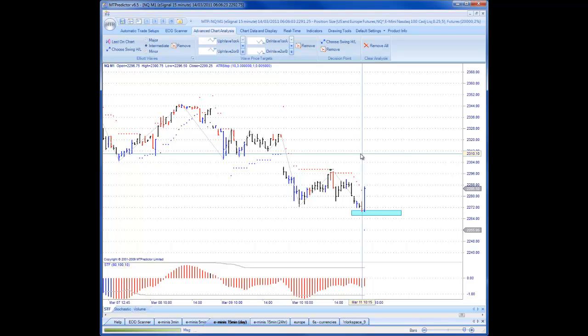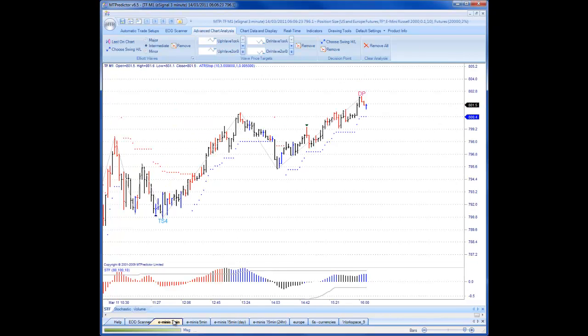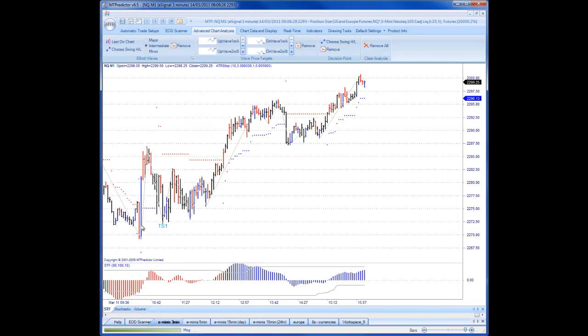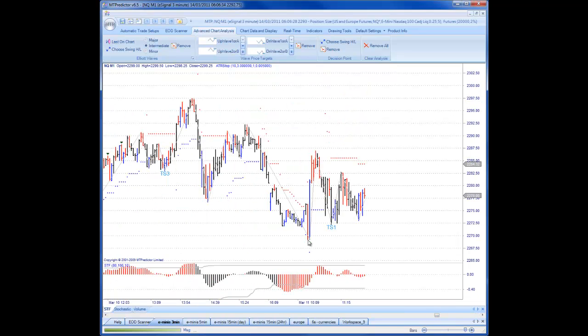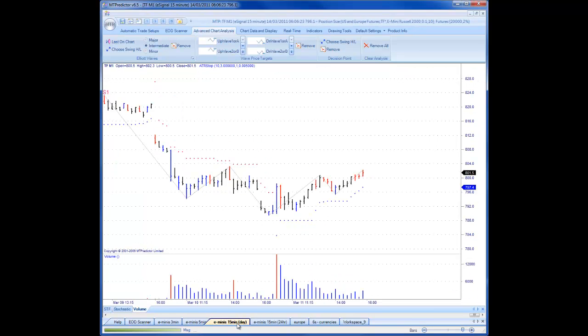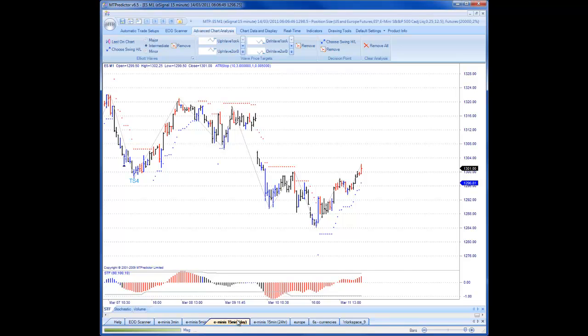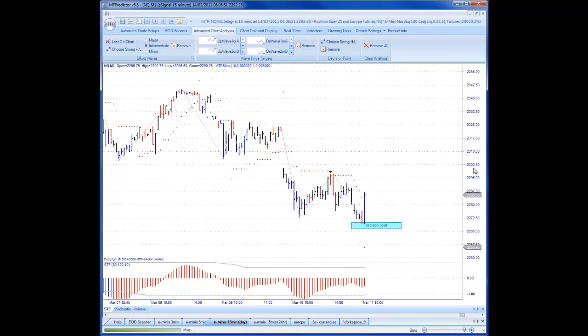If we look at this bar here, this is actually 10:30 on March the 11th, and if we look on the 3-minute chart, it's actually this low here. If I go back a bit, it's actually this low here. So we know that the market's made an initial rally off an important support zone, in other words, this decision point low here.